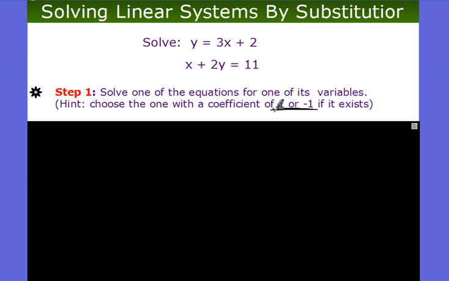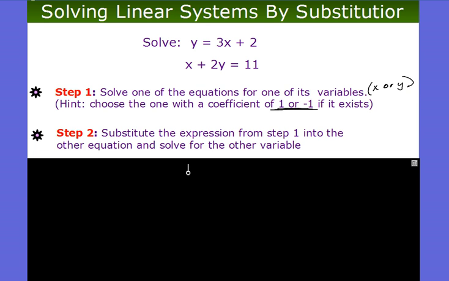Step one says you're going to solve one of the equations, so you pick one of them in the system, for one of its variables, either x or y. Doesn't matter which one. With graphing we were solving for y, so it was in slope-intercept form. Here we are just solving for either of them, as long as one of them has a coefficient of 1 or -1. That's typically the only time we want to use substitution. The other times we will use what's called elimination, and we'll talk about that later.